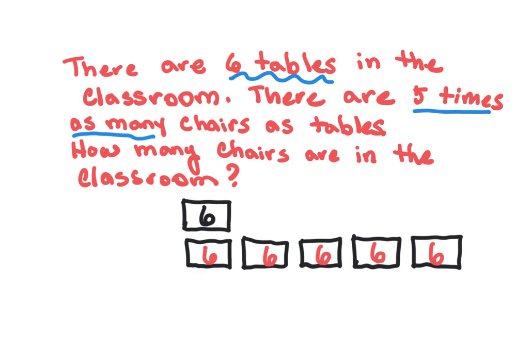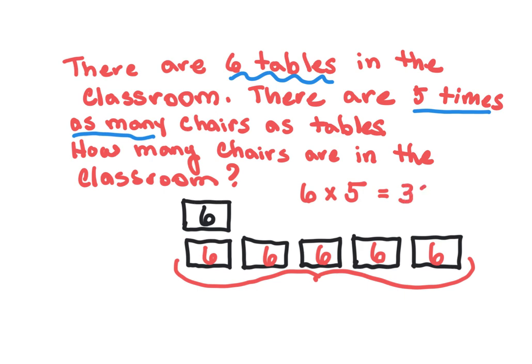All right, so now we're going to say that all of this right here is that multiplicative comparison. We're going to make a multiplication sentence. So we have 6 in each one, and we have 5 boxes. So this is 6 times 5. And remember, if we're knowing our facts really well, we should know that 6 times 5 is 30. So this all represents 30. So there are 30 chairs in the classroom.